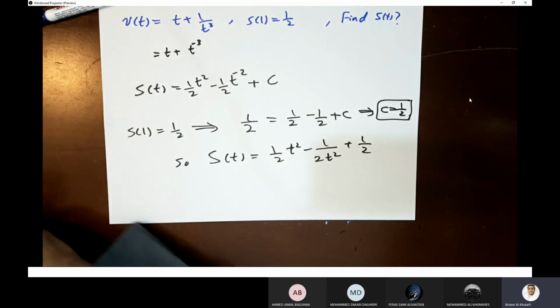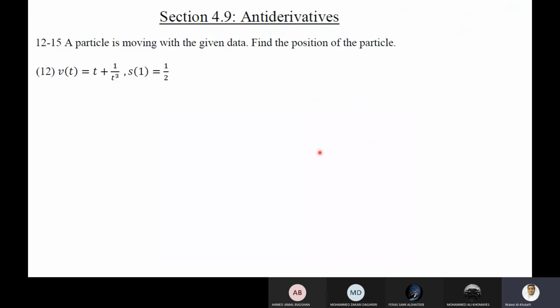Okay. So this is the answer. This is the position function. Now I will answer. Where is it? Yeah, this one, the last question. This is as you said, Ahmed. If he gave you not the derivative, if he gave you a function.